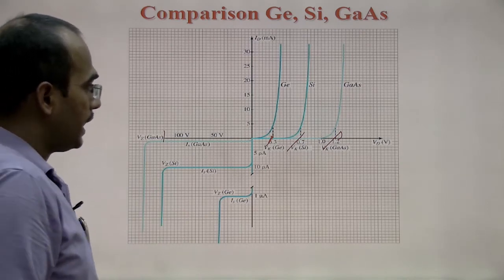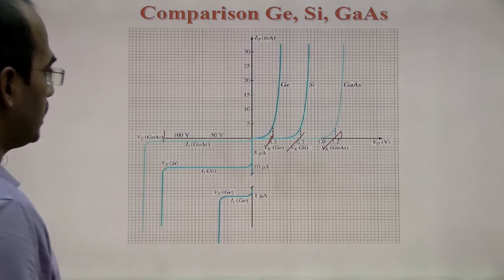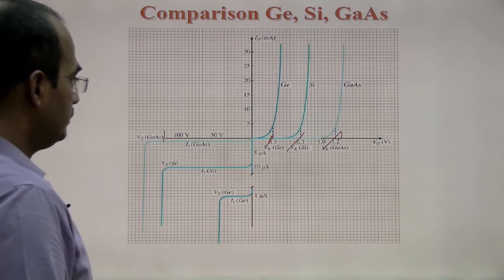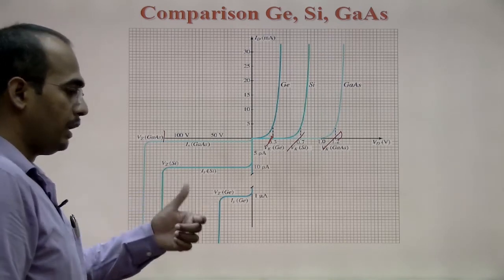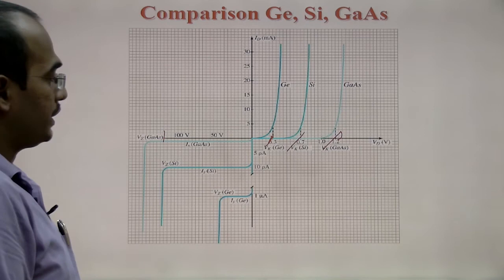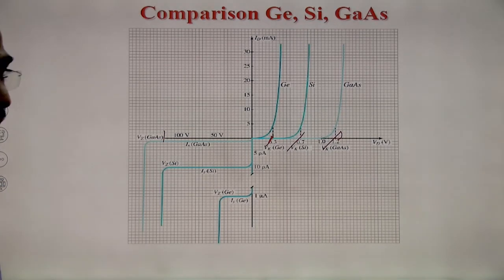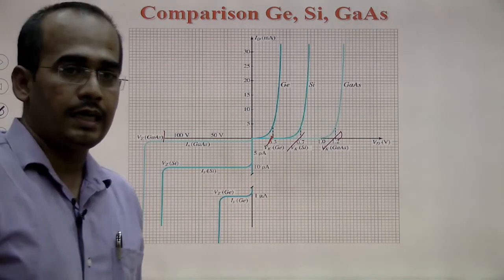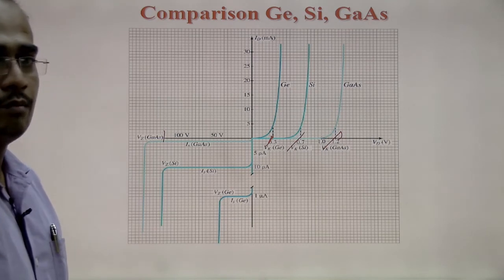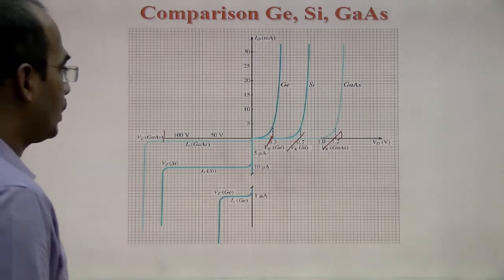The question is why silicon is preferred over germanium. The reason is simple. The first reason is that silicon is abundantly available in nature. The second is that silicon is more thermally stable as compared to germanium.